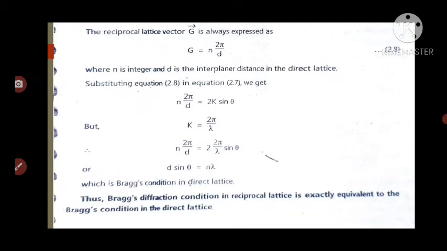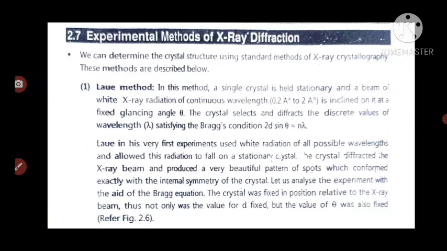And now we are interested to see the experimental methods of X-ray diffraction. There are two very popular methods of X-ray diffraction, which are the Laue method and the powder method. Of these two methods, we see first the Laue method. In this method, a single crystal is held stationary and a beam of white X-ray radiation, of continuous wavelength ranging from 0.2 angstrom to 2 angstrom, is incident on it at the glancing angle theta.